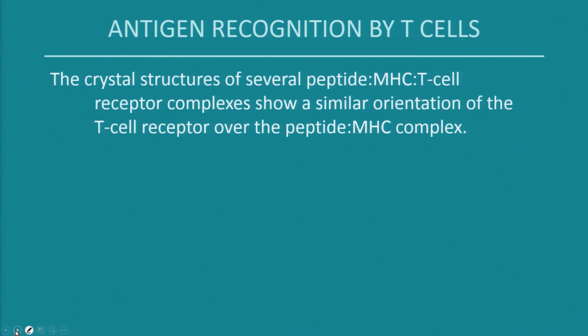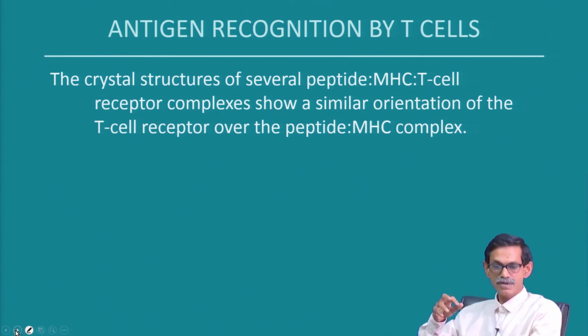So, we discussed MHC presenting antigen and the TCR interacting, but how are they interacting? The crystal structure actually tells all about this. The crystal structures of several peptide-MHC complexes and T cell receptors. So, MHC with peptide and T cell receptor complexes are crystallized, and the structure shows a similar orientation.